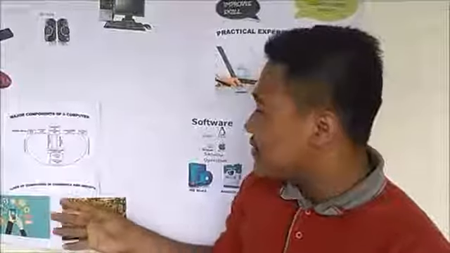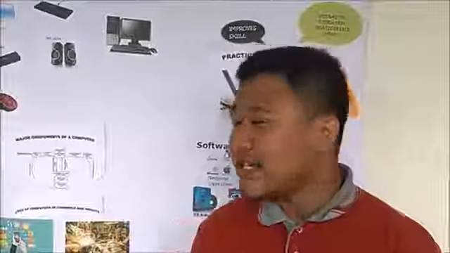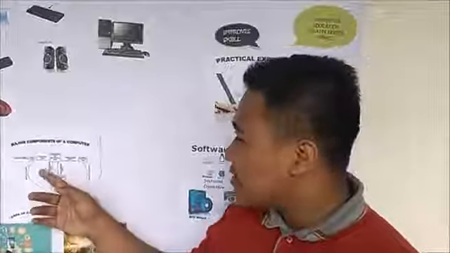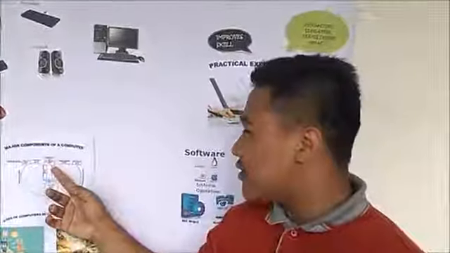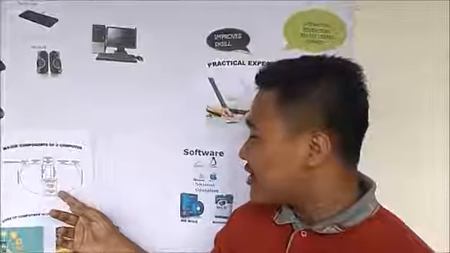I'm from Group 1 and I will explain about major components of a computer, use of computers in commerce and industry, and practical experience. The first is the major components of a computer. There are 5 major components: input unit, memory or storage unit, output unit, arithmetic and logic unit, and control unit.